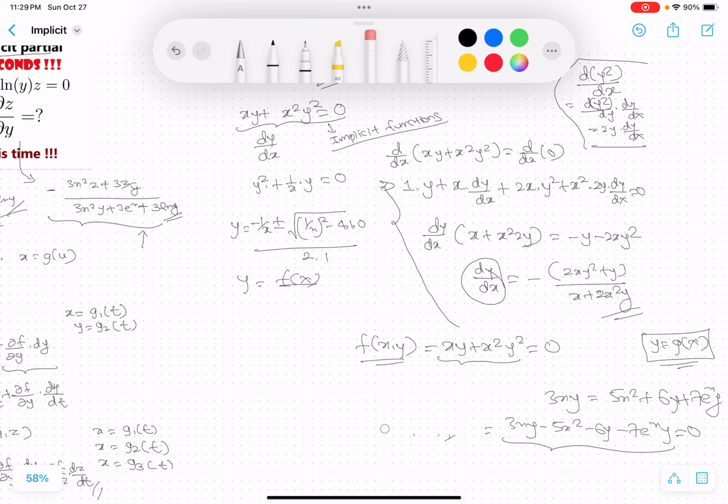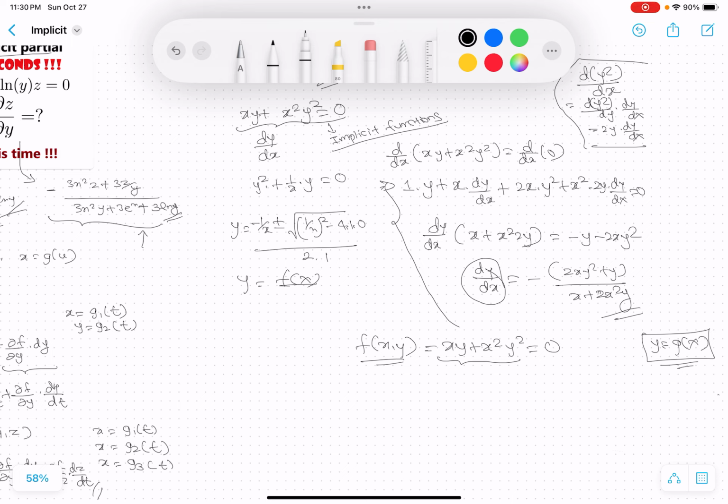Now after that, of this function, let us try to find the derivative with respect to x.